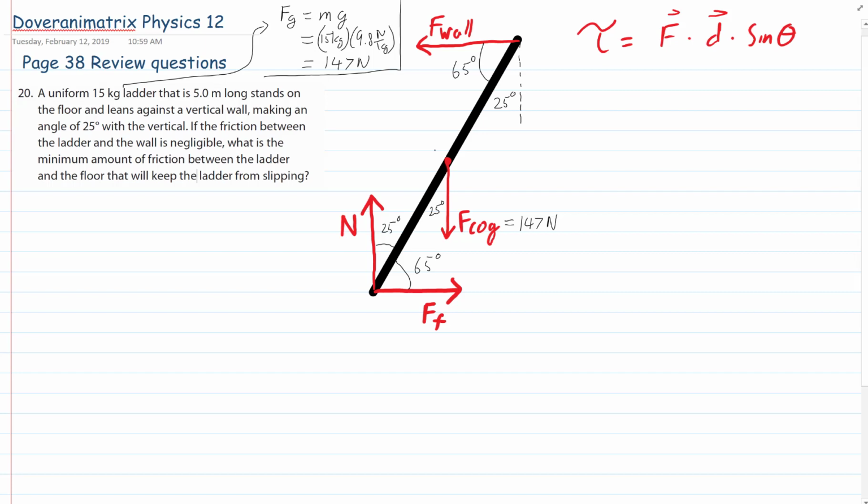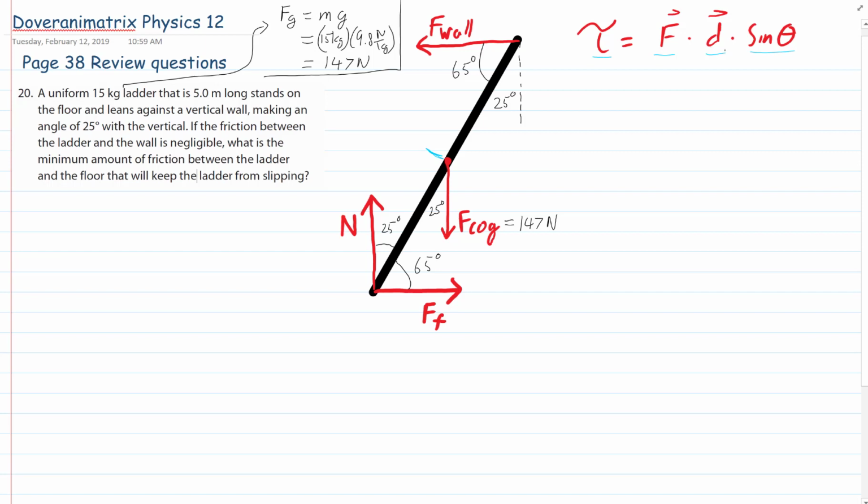And it's a 5-meter ladder, so this midway point is 2.5 meters. From where? We have to choose where the pivot point is going to be. I kind of like putting the pivot point where I destroy the most torques. What do you mean by destroying most torques? Well, this is the torque formula. The torque is force times distance times the sine of the angle between the radial arm and the force.